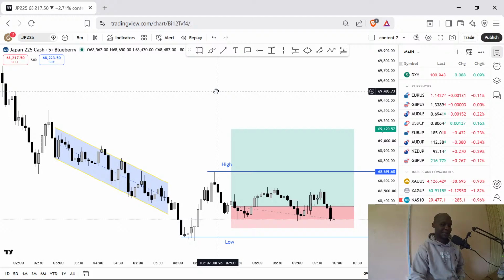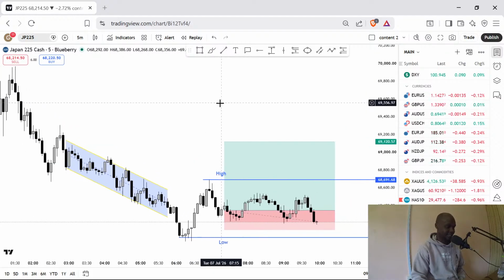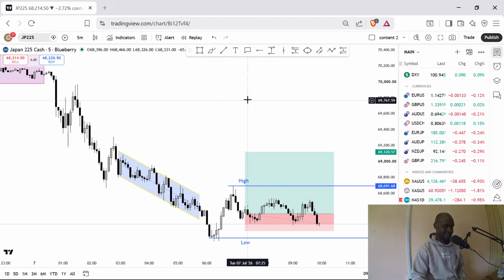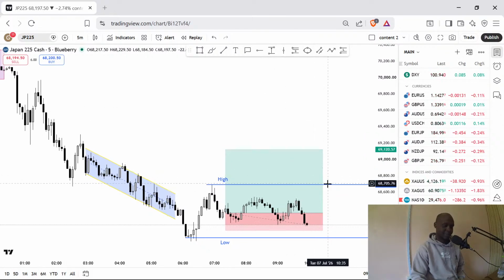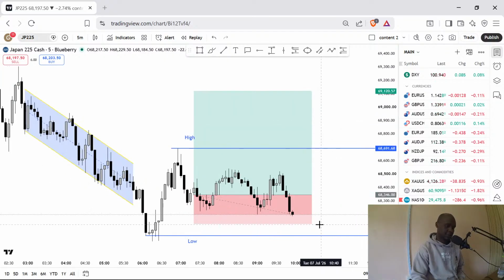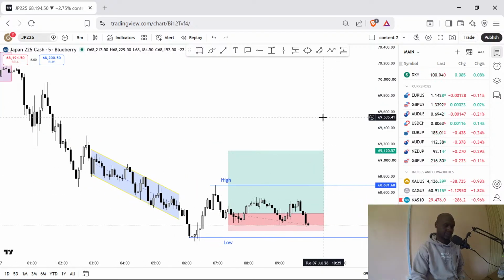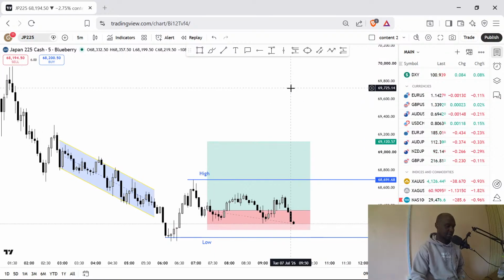I'm probably going to get tagged out of this trade, but let's wait and see. I've not really had any chance to manage the trade because I'm still waiting for price to break this high before I can move my stops. So right now I still have 1% full risk. If I'm tagged out at this level, that will be a 1% loss, and that is not ideal, but it is acceptable since it's only 1%.